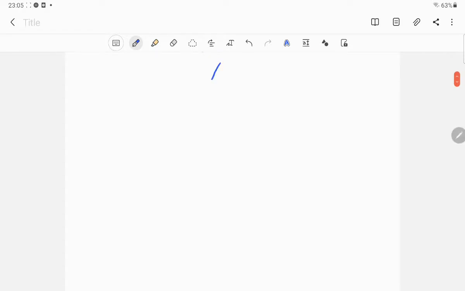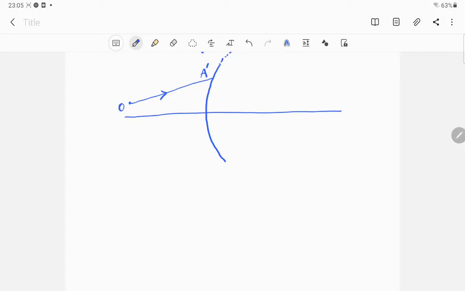Suppose that we have a spherical surface like this, and this is the optical axis or principal axis for the spherical surface. Suppose that a ray of light is coming out of the point O and it is moving like this, and this point is called A dash just before refraction. Suppose that this particular spherical surface is separating two media, this of refractive index n1 and this of refractive index n2.